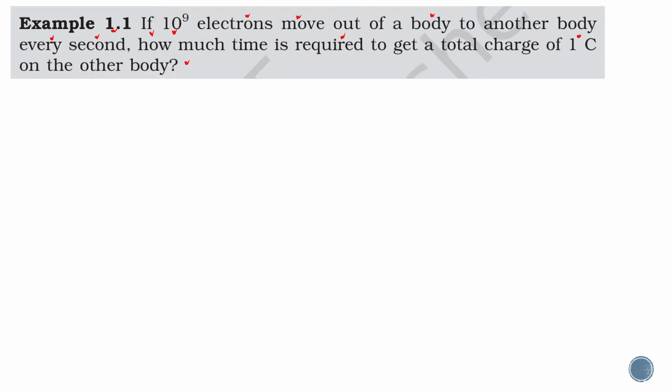To solve this question, I am going to take the help of the figure. Let's see the relevant figure. First of all, I will write down here the solution. This is the first body, named A, and this is the other body, named B. Electrons move from A to B at the rate of 10 to the power 19 electrons per second, which is given in this question.